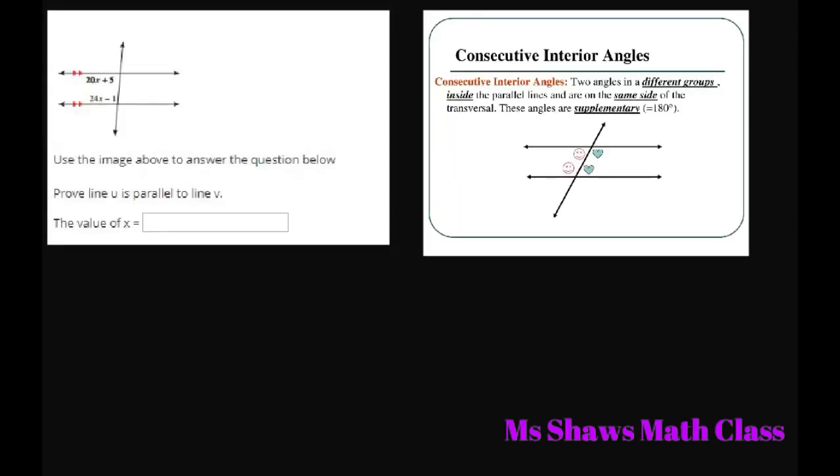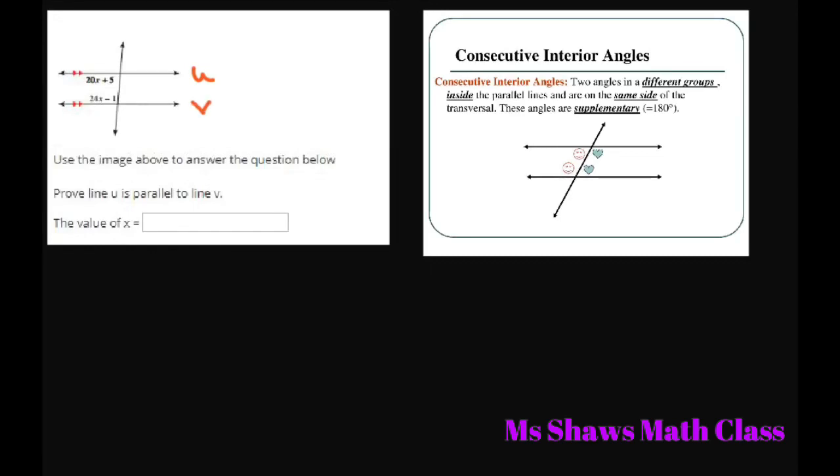Hi everyone. We have 3 examples of a transversal that intersects or cuts through 2 parallel lines, and we're going to talk about consecutive interior angles, corresponding angles, and also alternate exterior angles. For this first one, it says use the image above to answer the question. Prove that line U is parallel to line V.